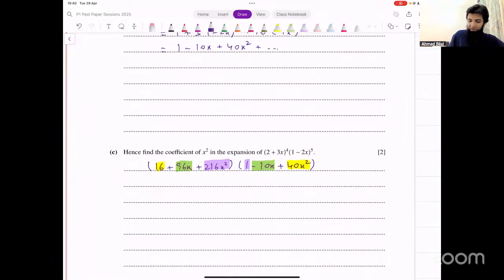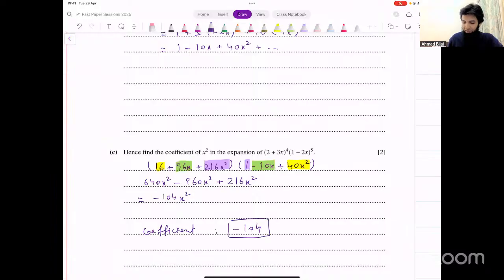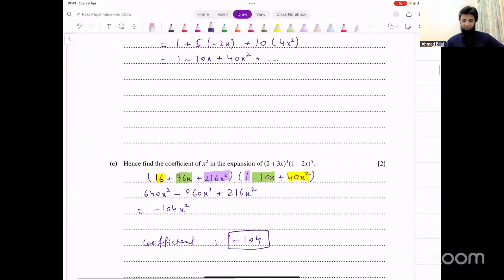We can simplify this now. 16 into 40x squared, we can do that multiplication directly. 16 into 40, what should that be? That will be 640, I think. 640x squared - 960x squared + 216x squared. What does this simplify to? Minus 104, thank you. -104x squared. They wanted the coefficient of x squared, so the coefficient of x squared therefore is -104, and that's our final answer. Okay, so that's what you want to do here. That's the last part of this question.